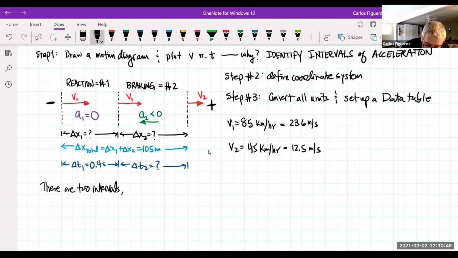There are 2 intervals, and we need 2 data tables. Right, this is just for organization. So here I go. What I typically do here is I come in and I label them like this first.